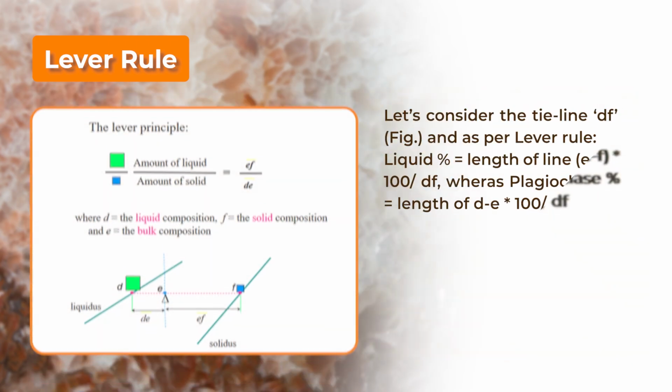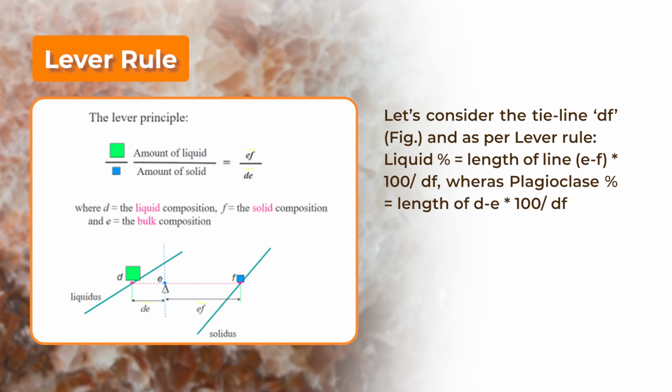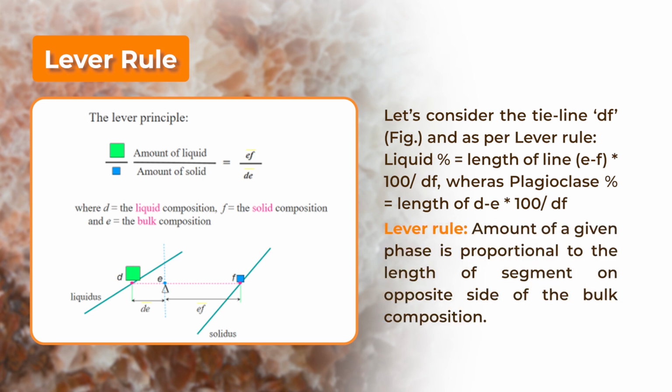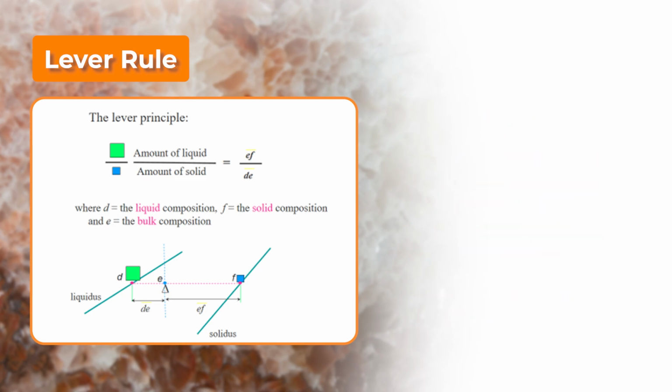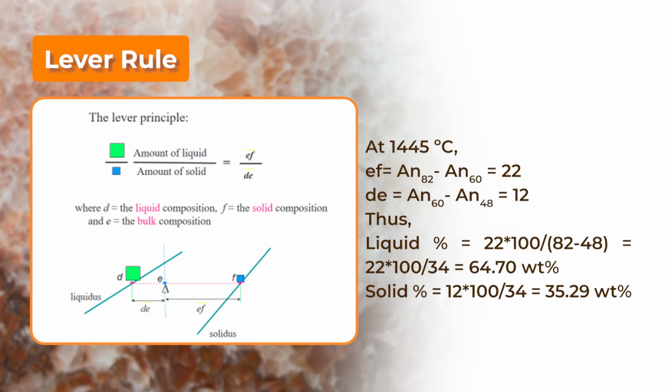Let's consider the tie line DF in the figure. As per the lever rule, liquid percentage equals the length of line EF times 100 upon DF, whereas plagioclase percentage equals the length of DE times 100 upon DF. Lever rule: the amount of a given phase is proportional to the length of the segment on the opposite side of the bulk composition.